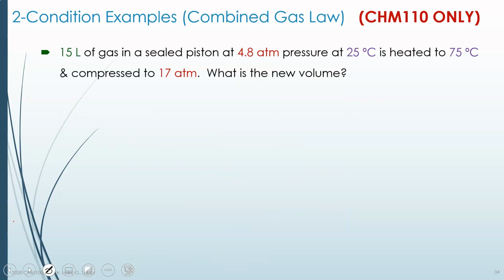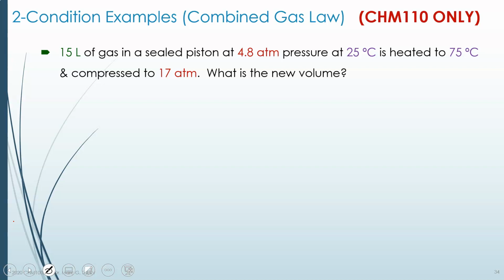Here's another problem. 15 liters of gas in a sealed piston, we know what sealed means, at 4.8 atmospheres pressure at 25 degrees centigrade is heated to 75 degrees C and compressed to 17 atmospheres. What is the new volume?